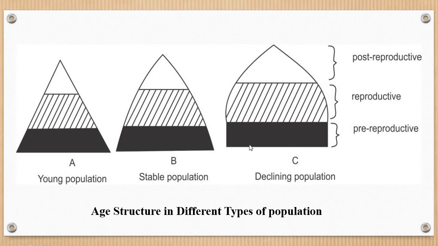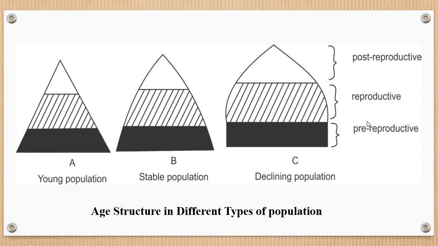The pre-reproductive age group means what? It is the young ones, okay? So the teen age group is included in this pre-reproductive stage. Then the reproductive stage is represented by cross lines. So whatever cross lines are there, that is said to be the reproductive age group. And then the post-reproductive age group, which is just above the reproductive.